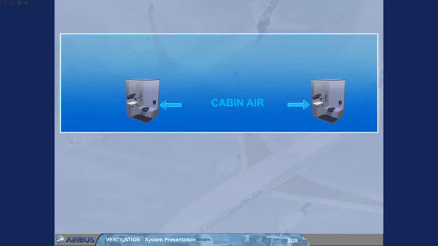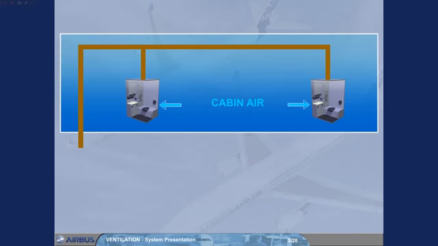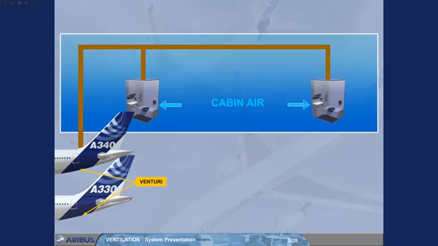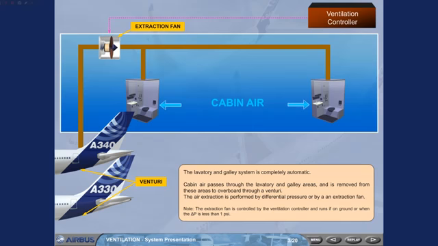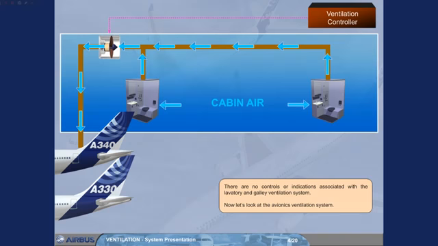The lavatory and galley system is completely automatic. Cabin air passes through the lavatory and galley areas and is removed from these areas to overboard through a venturi. The air extraction is performed by differential pressure or by an extraction fan. Note: the extraction fan is controlled by the ventilation controller and runs if from ground or when the delta P is less than 1 psi. There are no controls or indications associated with the lavatory and galley ventilation system.